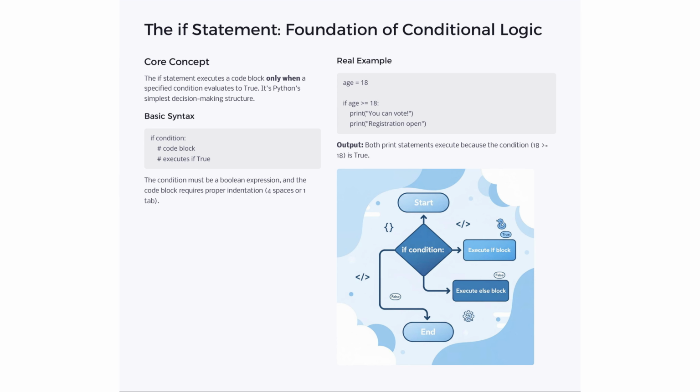The if statement is the simplest form of conditional logic in Python. It executes a code block only when a specified condition evaluates to true. Ensure the condition is a Boolean expression, and the code block is properly indented. For example, if age is 18 or more, the program prints "you can vote" and registration open.